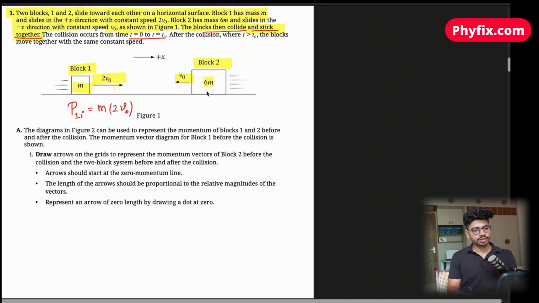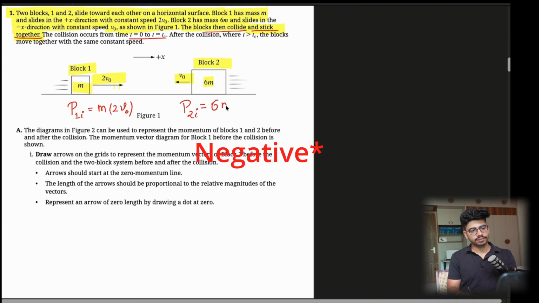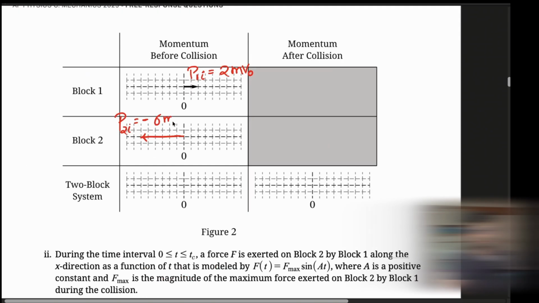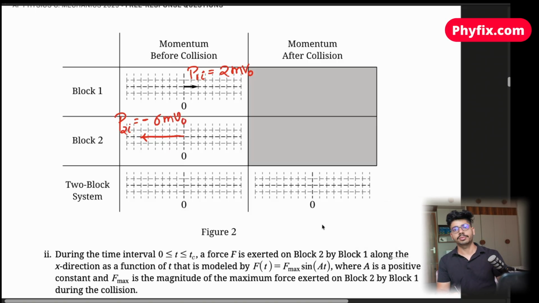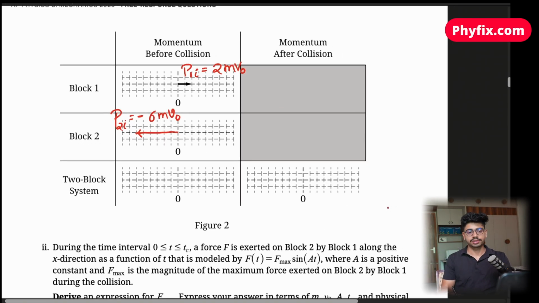Momentum of the second block is mass into velocity. So the initial momentum of the second block is 6mv naught, mass into velocity, and that is 6mv naught. So this is the momentum in the negative x direction.